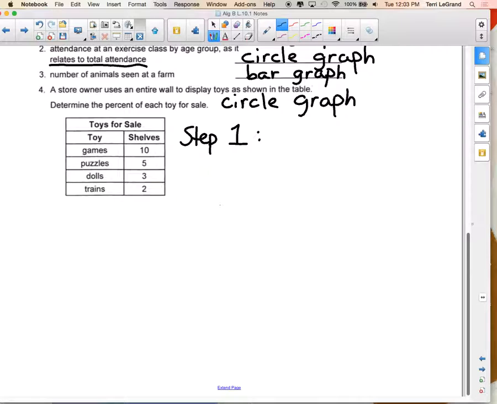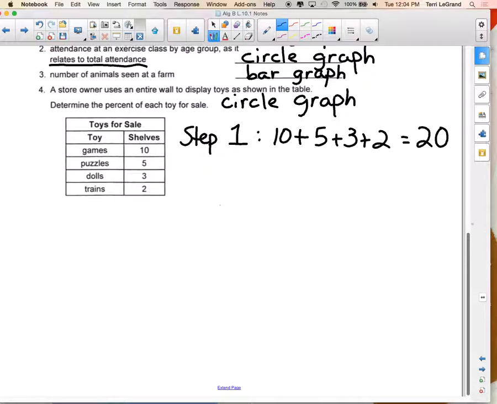So let's add first of all, and we're just going to write down what we're adding. We're not going to do this with the calculator. We're not ready for the calculator yet. We may not even need it at all, you never know. 10 plus 5, plus 3, 18 plus 2, 20. 20 what? Shelves. Make sure you look at the table that they gave you. That is 20 shelves full of toys.